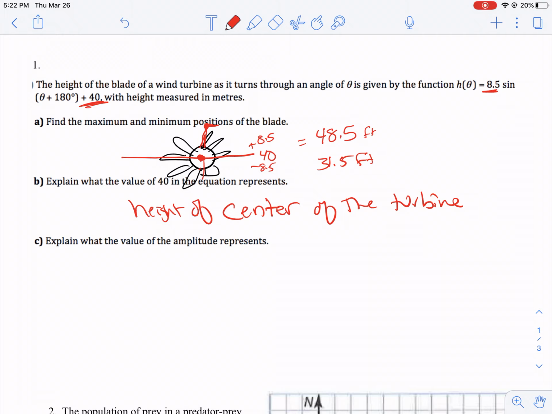Explain what the value of the amplitude represents. Now, generically speaking, amplitude is how high above the center your graph goes. Well, in this case, our turbine has blades on it. So if you think about it, if my blade is sticking straight up, then the tip of that blade is at 48.5, which basically means the amplitude is telling me how long the blade is. So the 8.5 feet is the length of the blade.